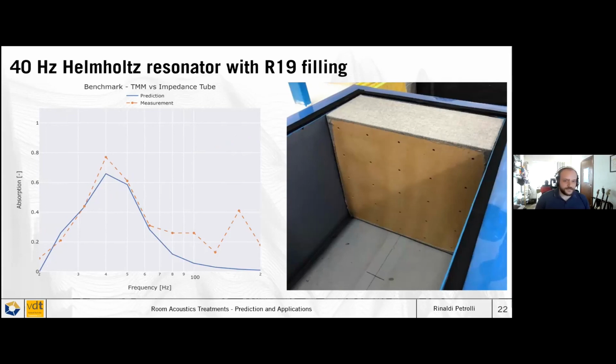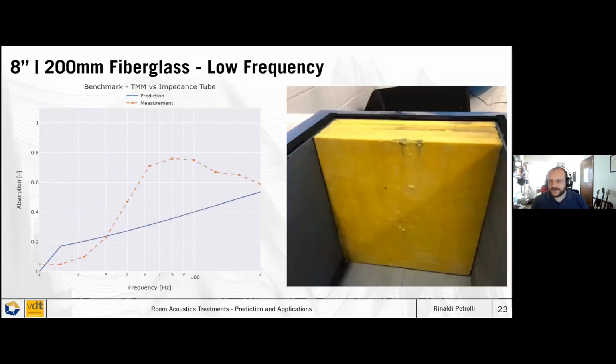And now for the last one that I want to show, which I was quite surprised by, at least, is 8 inches of fiberglass in the low frequency impedance tube. Now we are seeing this plot and the previous from 20 hertz to 200, and the prediction here just didn't get it. And I've tested this with all of the available equivalent fluid models, Delany-Bazley, Miki, all of the other ones that I mentioned, and this behavior is still observed in all of them.